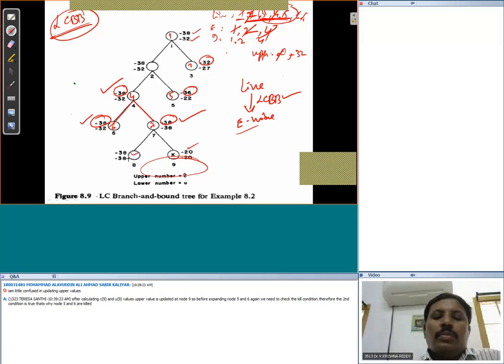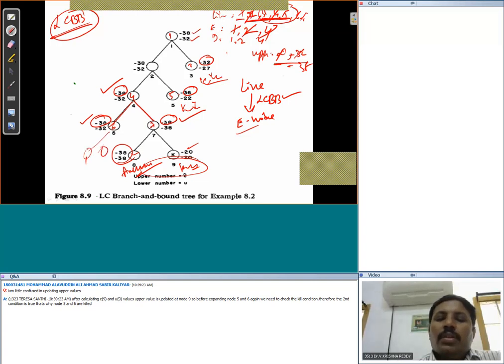So this one is the answer now. After calculating this, automatically based on the upper value, these nodes are killed. Updating upper, minus 38 is updated. Then automatically all these nodes are killed nodes. There is no need to expand them because they are all greater than the upper value. This value is also good. This is the only one live node after completion of the total calculation once you reach this.